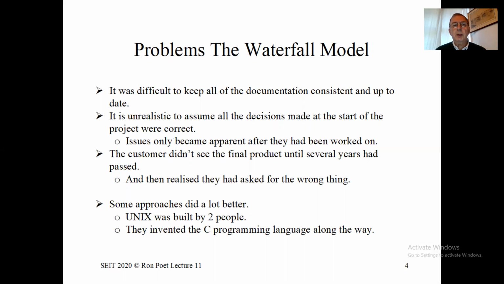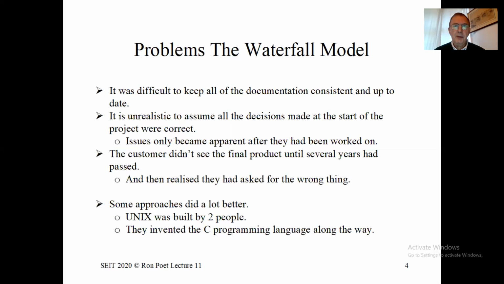So the problems with the waterfall model: it's difficult to keep all the documentation consistent and up to date. That's one problem. It's unrealistic to assume all the decisions made at the start of the project are correct. So projects are learning processes. As you work through the project, you learn more and more about the problem you're solving, and then you find better ways of doing it halfway through, or issues with your approach can arise some way down the line. So the waterfall model didn't allow you to go back and change your initial decisions. In practice, you had to.